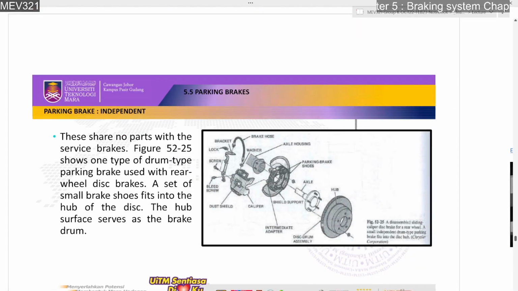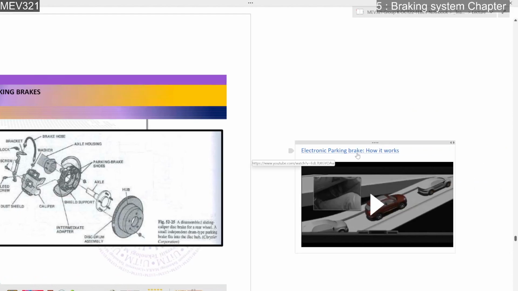Okey. Kalau sekarang ni ada electronic parking brake, kita tengok macam mana dia berfungsi kan. Biasa banyak kereta sekarang dah pakai electronic parking brake.